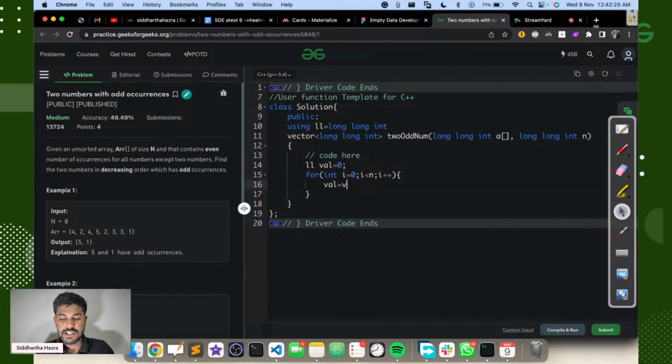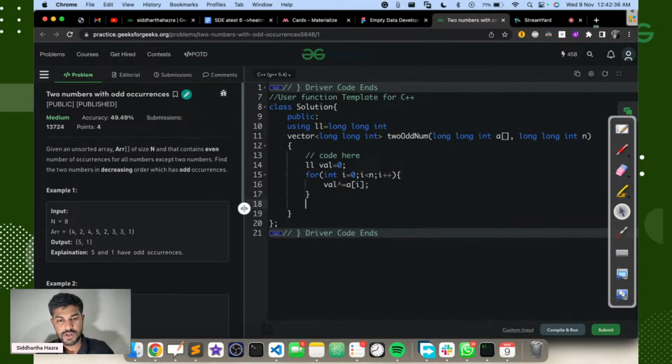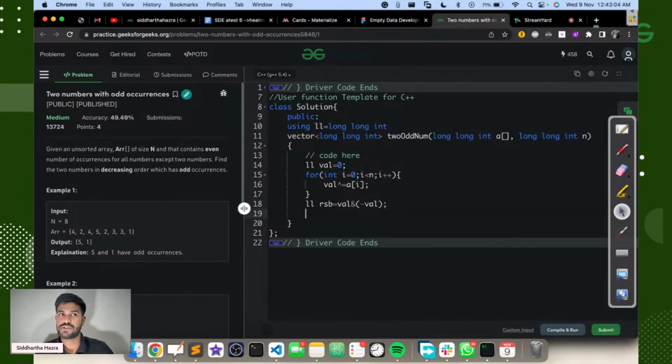First, we would find that val. So val is equal to val XOR a of I. Or what you can do is simply do it like this. This is also working. So now we have found that val. So now val is processed. The very next thing is, now we know the val, we need to find the mask of it. So long RSB, the rightmost set bit mask, is equal to val and minus of val. We can do this. Now we also have the mask of it.